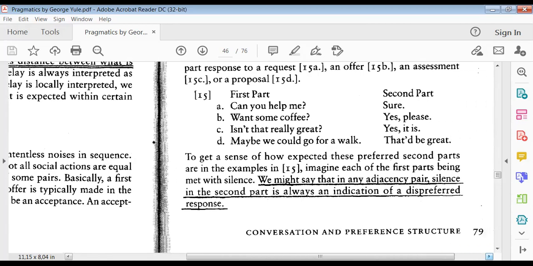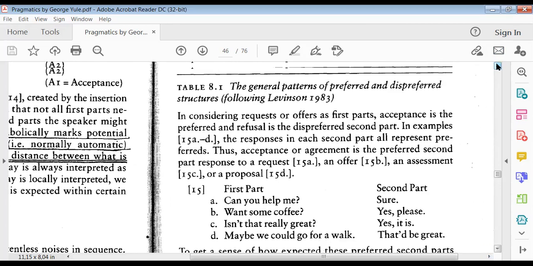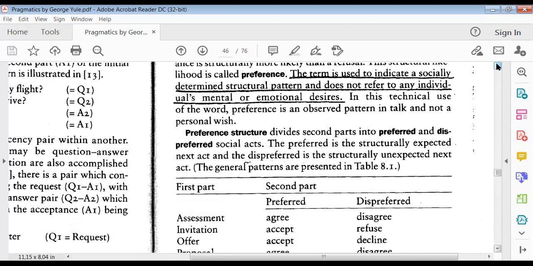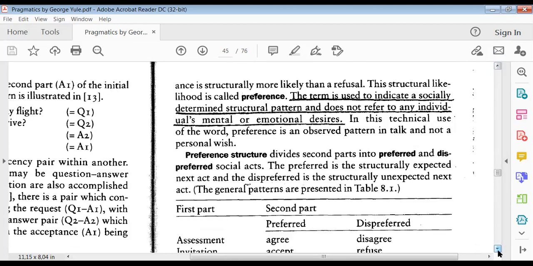An acceptance is actually structurally more likely than a refusal. The structural likelihood is called preference. So if you make a request, the preferred response to a request is compliance with the request. We have to say compliance with the request, a response that complies with the request. Now, the preferred response to a compliment is acceptance of the compliment.